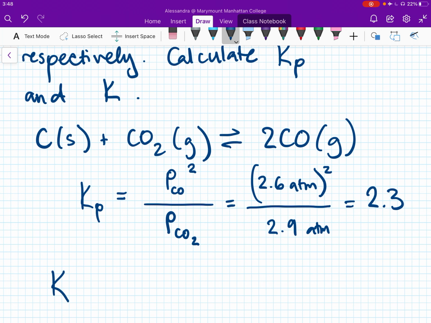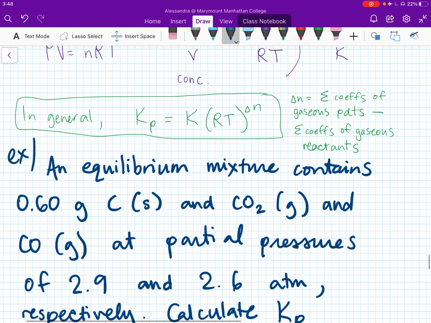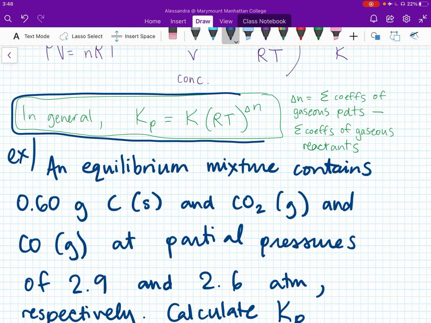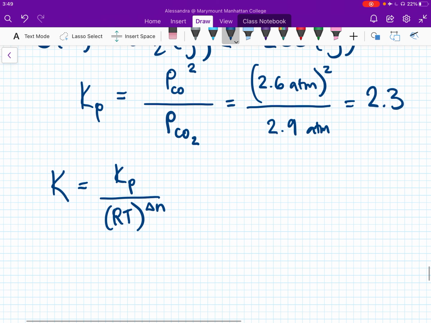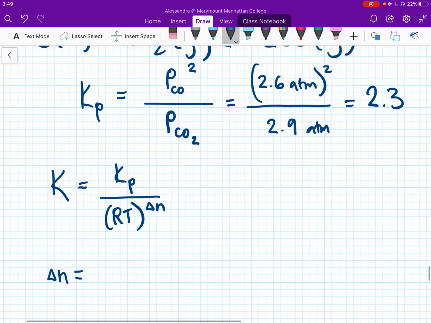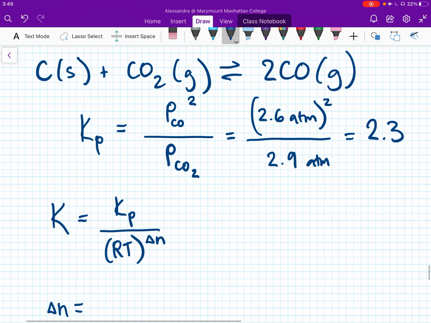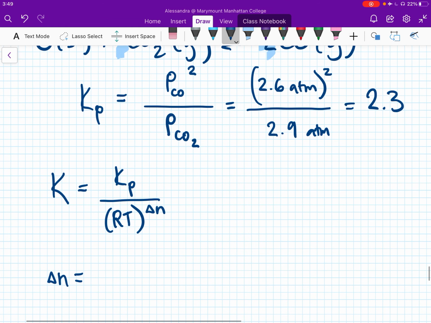Well, we can relate K to Kp using the relationship that we just talked about up here. I'm just going to rearrange this equation to solve for K. K is equal to Kp over RT raised to the power of delta n. Now, what is delta n? Delta n is equal to the sum of the coefficients of the gaseous products, so that would be 2, minus the sum of the coefficients of the gaseous reactants, so that would just be 1. So delta n here is equal to 2 minus 1, or 1.